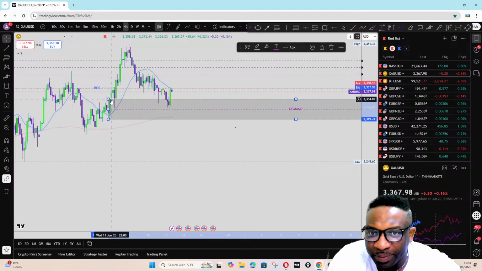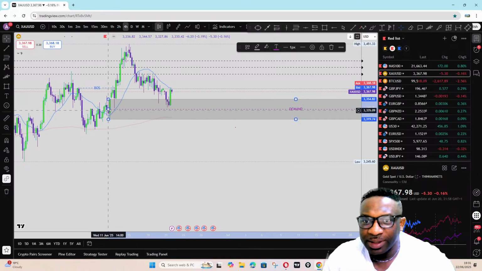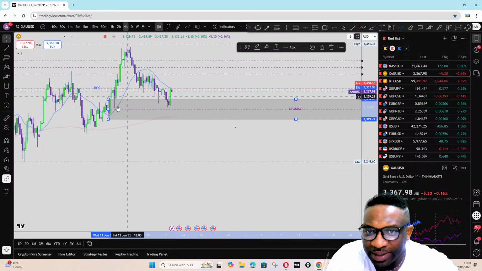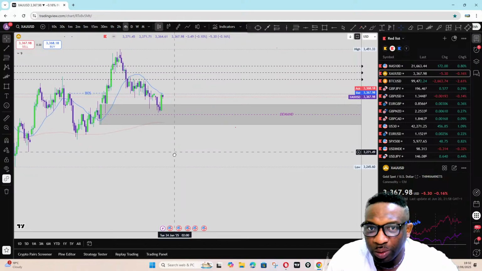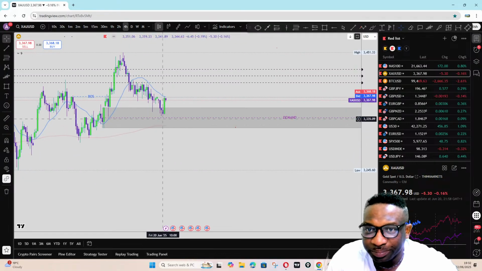price gapped up where it left this space here, where after that it traded back to fill it up. So what I'm saying is here we identify this origin where it's caused this break of structure, and currently that is where price has traded back into on gold. This is the 4-hour time frame.